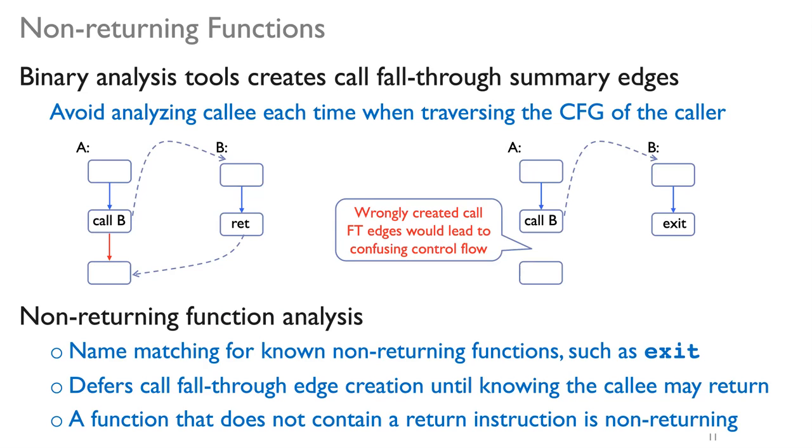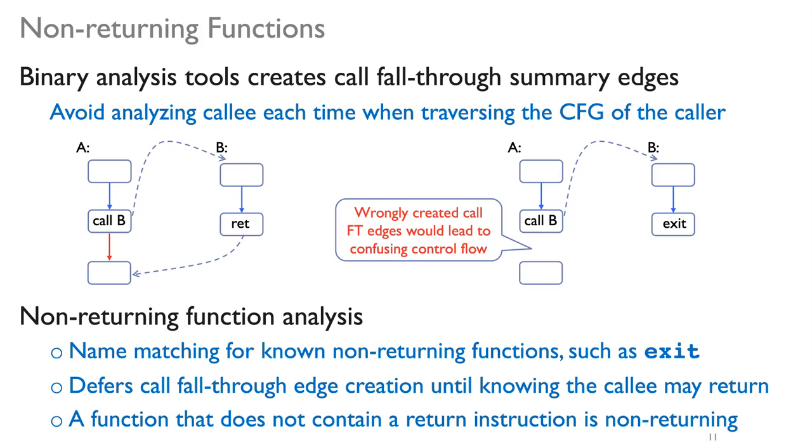Binary analysis tools often create call fall-through summary edges to represent that a function call will return to its call site. As shown in the diagram on the left, the red edge represents that the call instruction will transfer the control flow to function B, and eventually the control flow will come back to the call site. Call fall-through edges are created to avoid analyzing the function call target when traversing the CFG of the caller. However, function calls may not return, as shown in the diagram on the right.